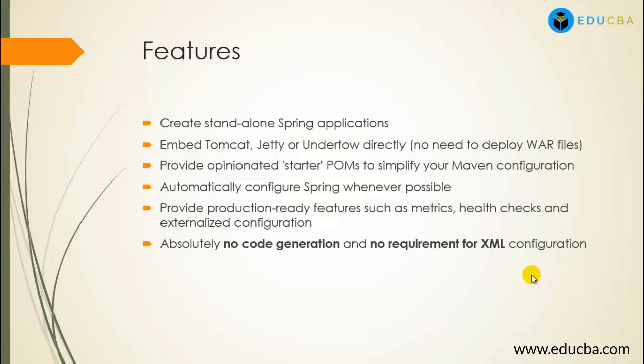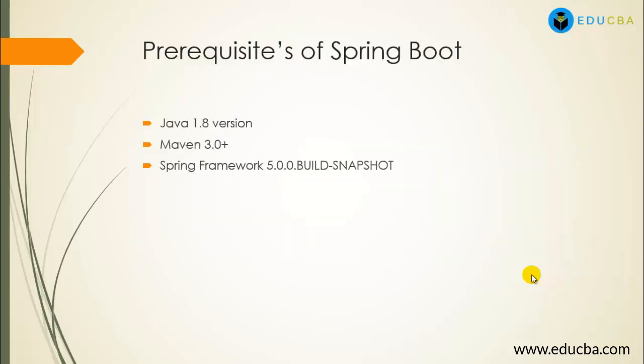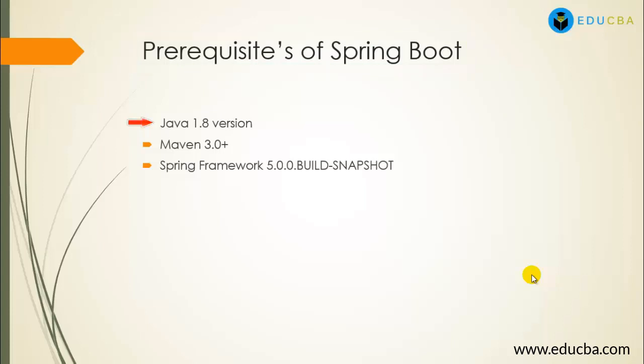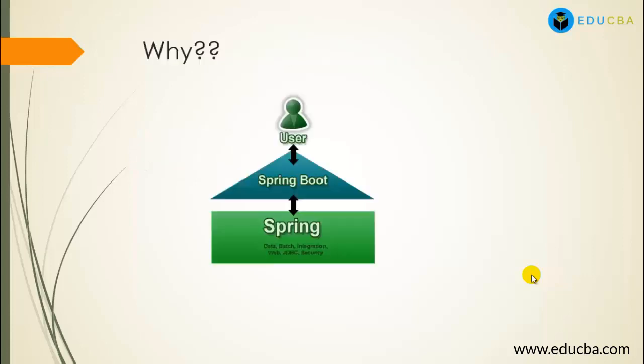and start working smoothly on your core business logic. Now, there are a few prerequisites apart from knowing what Spring is. There are some software requirements for Spring Boot. It needs Java 1.8, which is the latest one, and Maven version 3.0 plus, anything above 3.0, and the Spring Framework 5 snapshot. This is the Spring Framework which we require. So these are the prerequisite software for Spring Boot.